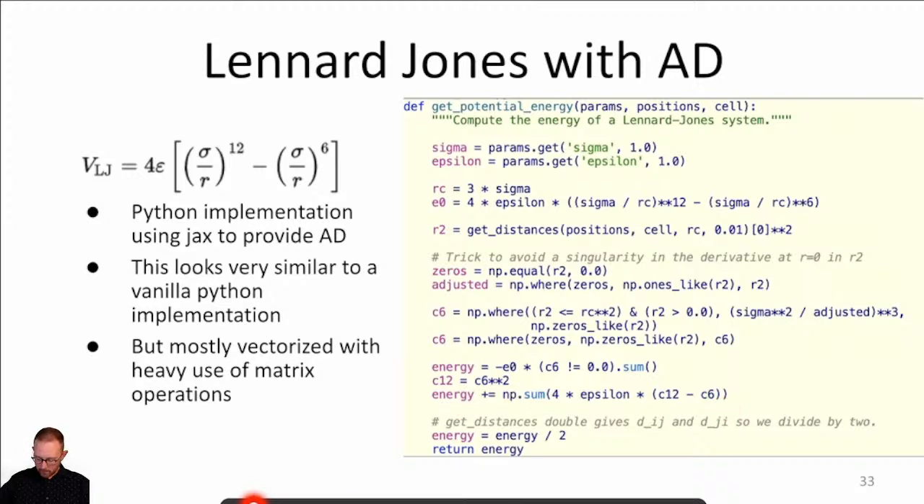Then we sum up all the atoms and we divide by 2 because we double count all the atoms, and we return the energy. So this function by itself is not the critical point. There are no derivatives in this. But if you give this function the parameters, the positions, and a unit cell, it will give you the total energy.